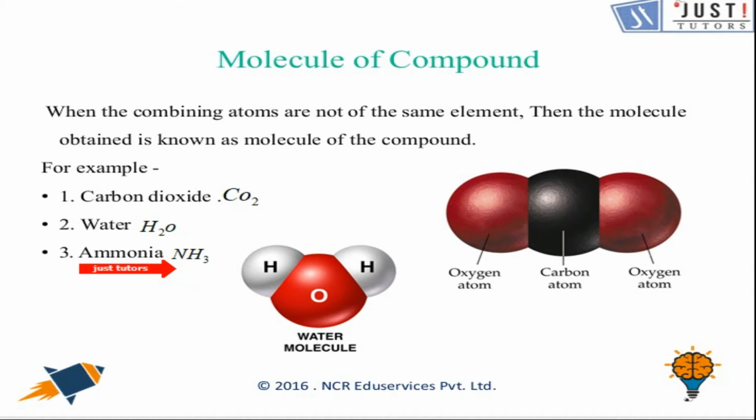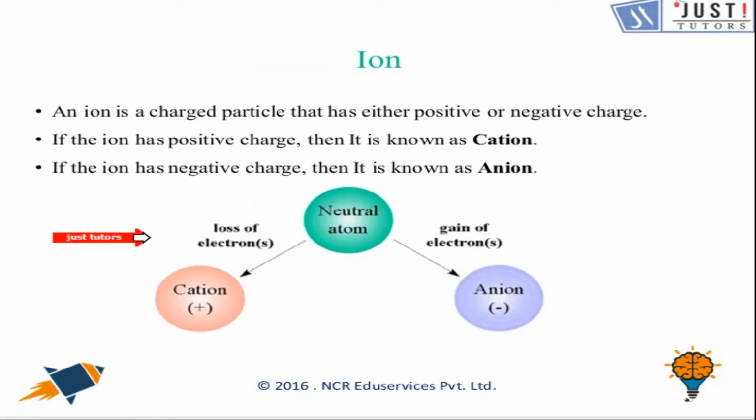Proceeding further, we have this slide which talks about ion. An ion is a charged particle that has either a positive or negative charge. If the ion has a positive charge, then it is known as a cation, and if the ion has a negative charge, then it is known as an anion. So make sure it is categorized on the basis of plus and minus charges. If the element has a plus charge, it will be termed a cation. However, if it has a minus charge, it will be termed an anion.